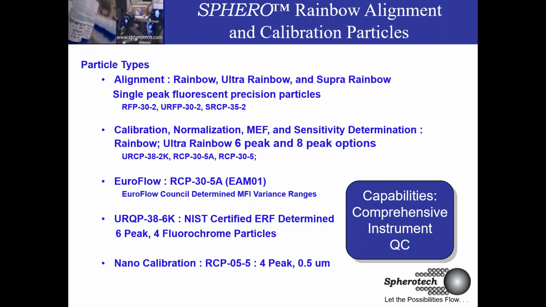Ultra rainbows have some UV capabilities, and they were developed about 10 or 15 years after. They're a little bit cleaner, and the supras offer kind of an interesting mix of capabilities between the two and a few really nice alignment particles. So those examples here are RFP for the rainbow, UR for the ultra rainbow, and SR for the supra, right? These are all single peak fluorescent precision particles. And when I say single peak, they do have all the colors of the rainbow inside of one particle.